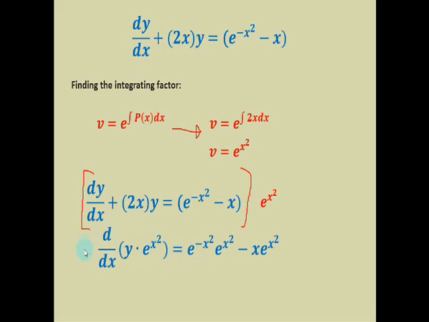As I have said earlier, the left side of the equation is just the derivative of the product of the integrating factor and the variable y. So the derivative of y times e to the x squared, this is the left side, is equal to e to the x squared times e to the negative x squared minus x e to the x squared. As we can see, this part of the equation will just cancel out, since negative x squared plus x squared is equal to 0. So this part will become 1 minus x e to the x squared. So the equation now becomes the derivative of y times e to the x squared equals 1 minus x e to the x squared. So let's take this to the next slide.